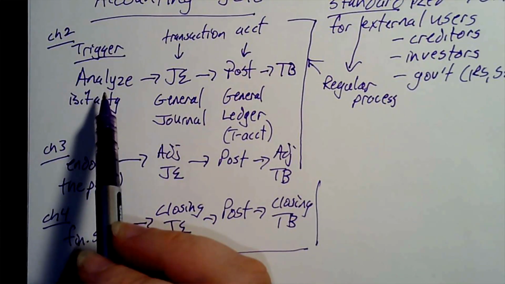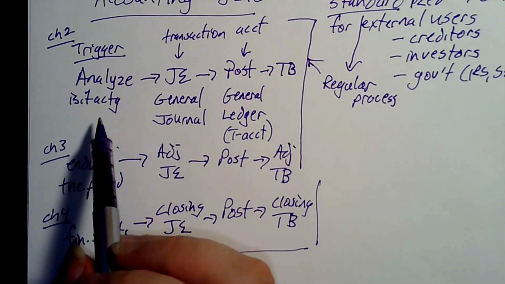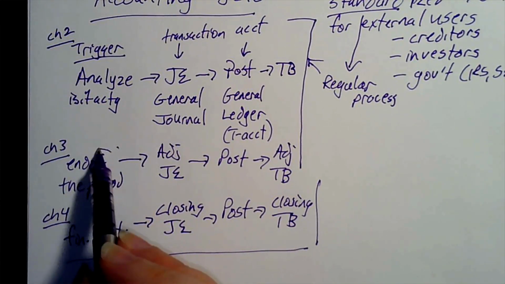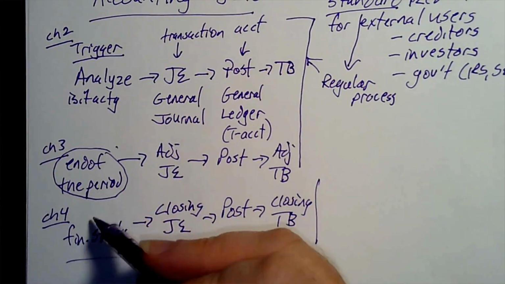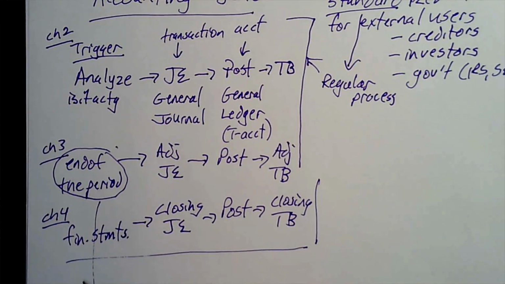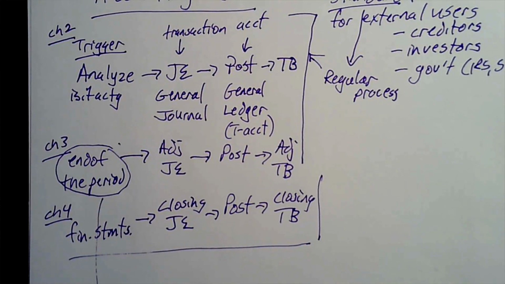For chapter 2, what triggered a journal entry? Any sort of normal business transaction. But here, what triggers the adjusting journal entries is the end of the period. And more specifically, it's the passage of time. There are certain journal entries that we don't really pay attention to, that are not as visible, and that we only know we need to do something with the account because time has passed. So not as visible.